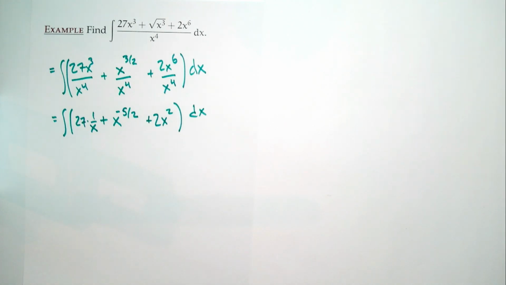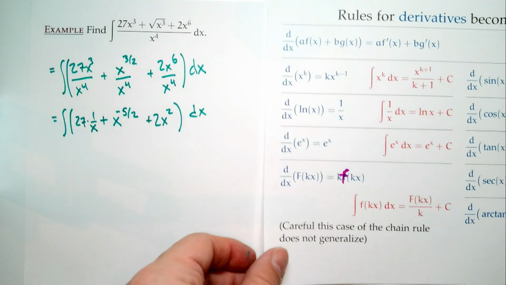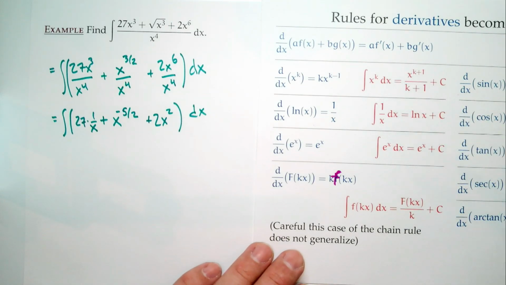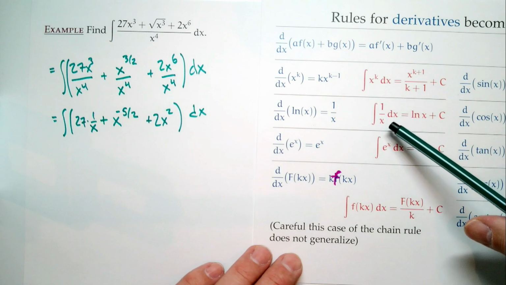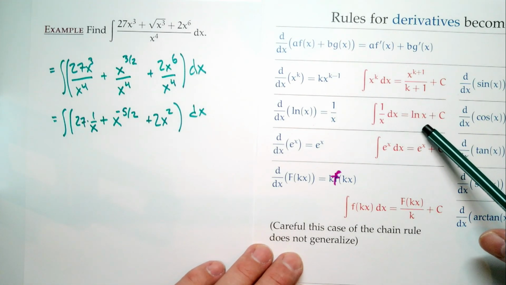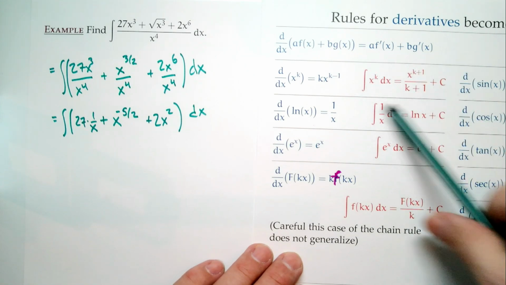Now you'll notice I left the 1 over x as 1 over x. I didn't write it as x to negative 1. The reason I chose to do that is because if you go back to the rules, you'll see that you have kind of 2 rules that involve powers of x. When it's simply 1 over x, that's done a little differently. So 1 over x becomes log x, because the rule up here won't apply.